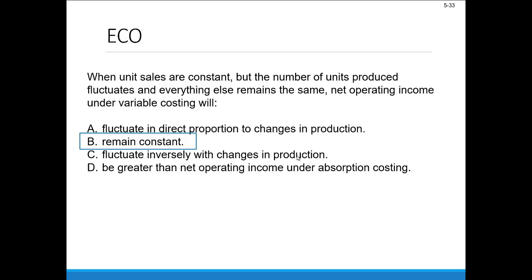Again, our fixed overhead is being expensed every period under variable costing. So if unit sales are constant, it doesn't really matter what production's doing. If everything else is staying the same, net income will be the same as well.